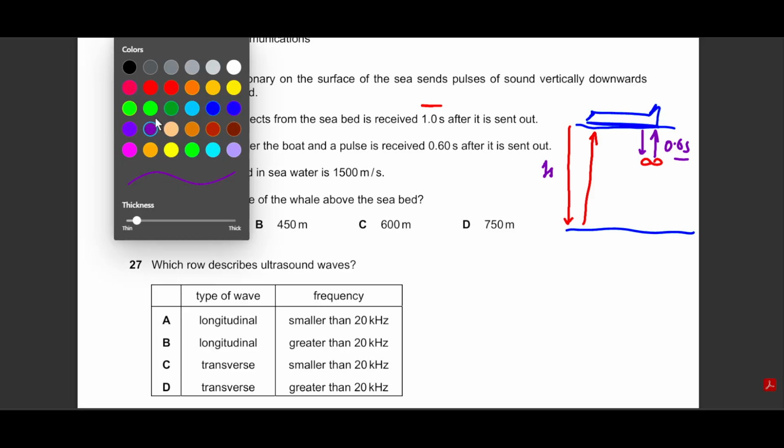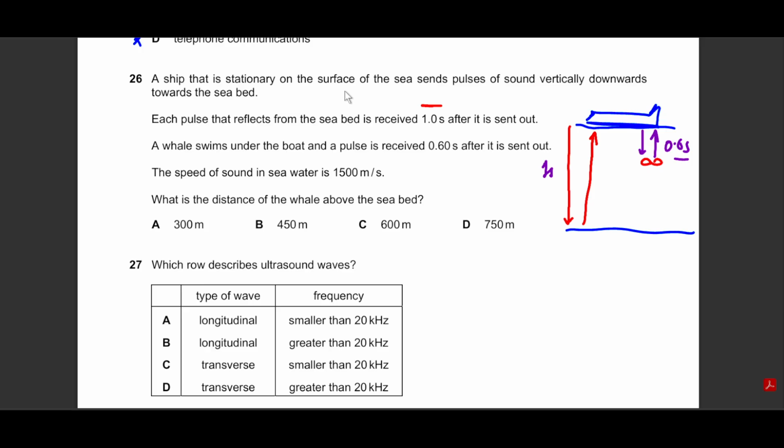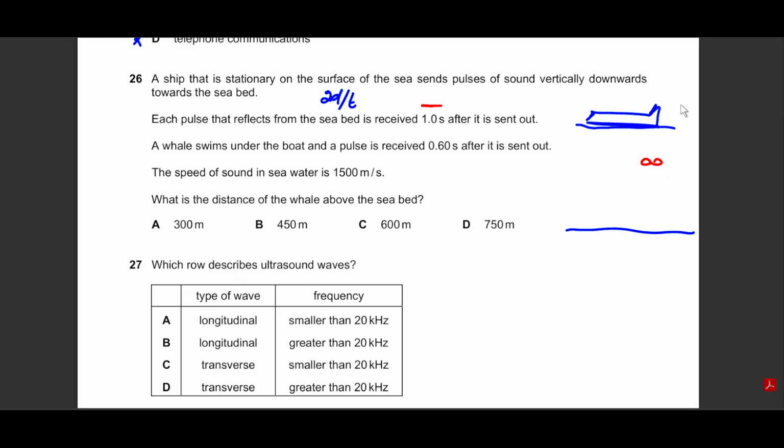Now, ideally, you can use the formula for echo, which is speed equals to 2d divided by t. But what I would advise you is to be a bit more conceptual. If this is the total time, then divide this by 2. You get the one-sided distance as 0.5 seconds time. Do the same with this one, and you will get 0.3 seconds for one side. I'm going to remove all of the arrows and draw them as a single arrow, thinking that they're covering distance in just a single direction. So this is definitely 0.5 seconds. This is 0.3 seconds. The question is, what is the distance of the whale above the seabed?